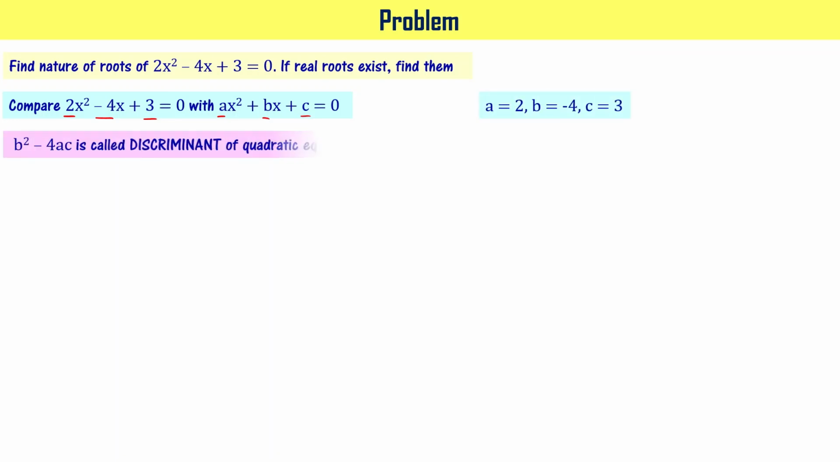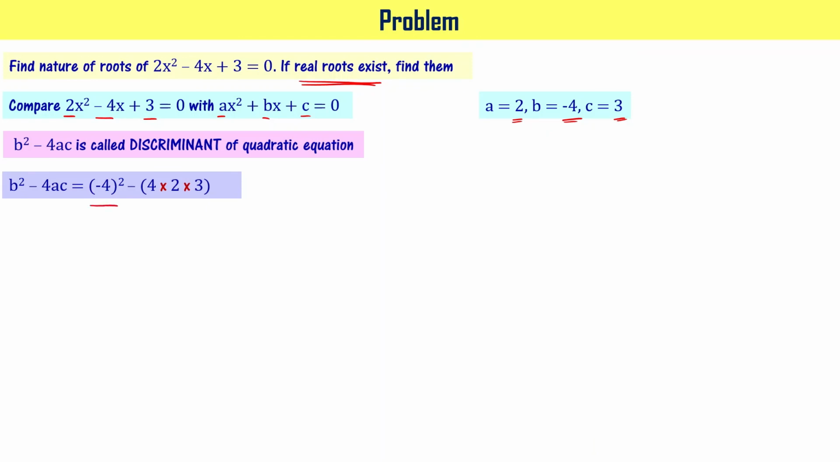Now, we know that b square minus 4ac is the discriminant of the quadratic equation. Its value is going to say whether real roots exist or not, right? So let's find the value of b square minus 4ac now. So b is minus 4, a is 2, and c is 3. Let's substitute that into b square minus 4ac, so I can write it as minus 4 whole square minus 4 times 2 times 3, right? Let us simplify this: 16 minus 24, that is equal to minus 8, right? b square minus 4ac is equal to minus 8.